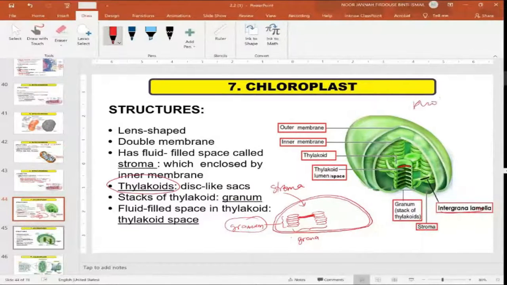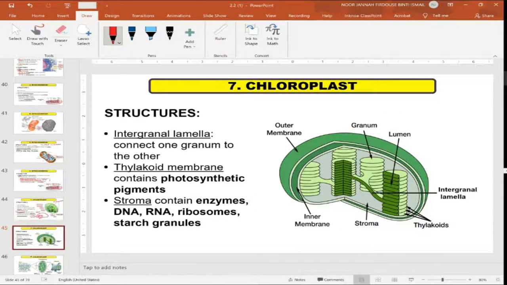Sebab tu kalau kita lebih spesifik, fotosintesis kan ada dua, light dependent dengan light independent. Yang light dependent berlaku dekat thylakoid membrane, manakala light independent berlaku dalam pada stroma. Ada soalan nak tanya? Thylakoid membrane contains photosynthetic pigment, baru saya sebut tadi, and stroma contains enzyme. Ni light dependent reaction, ni light independent reaction.